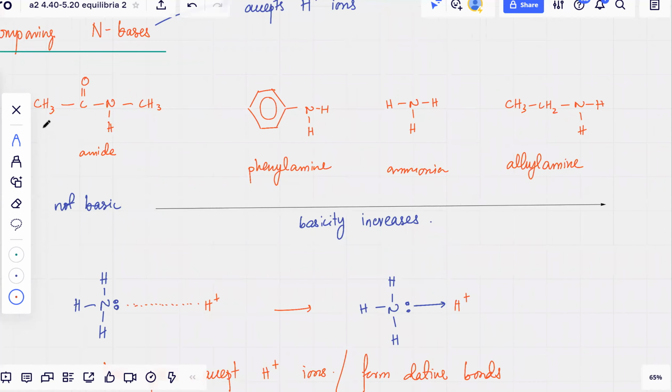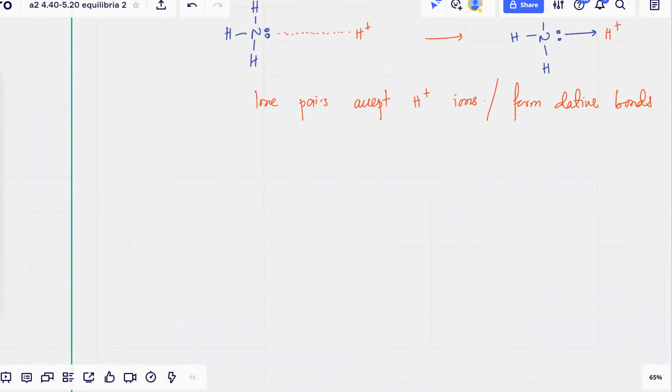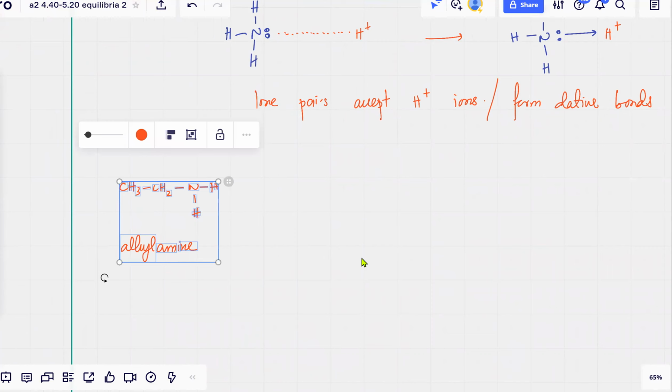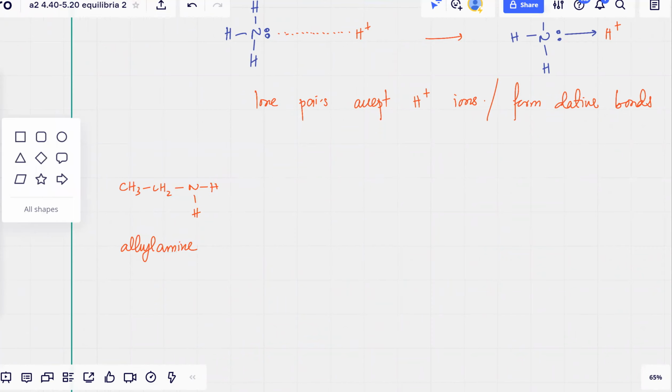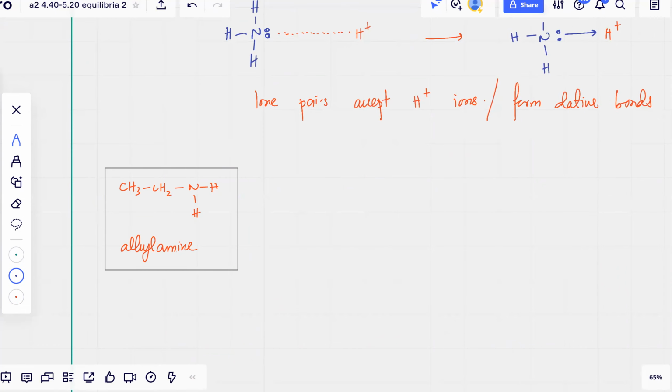So let's start with alkylamines. I'll just copy this. Why are they more basic compared to the others? What's special about them is that they've got this carbon chain. N has these lone pairs, and it's got this alkyl chain. The carbon chain has an electron donating effect, which makes the lone pair electron density higher.